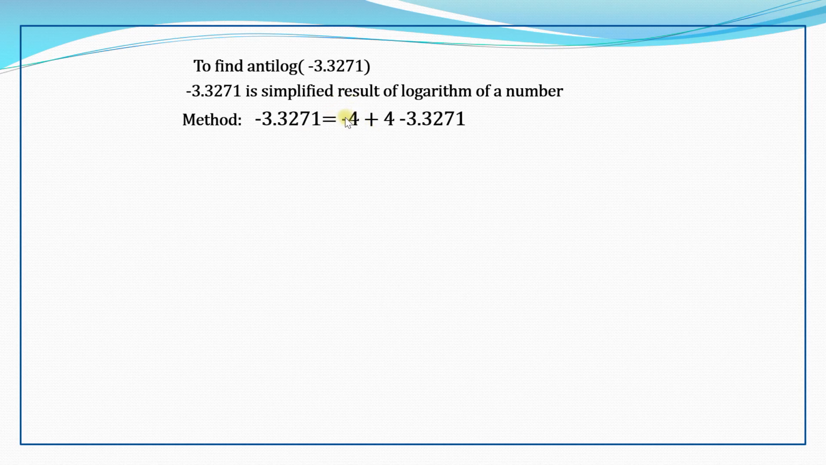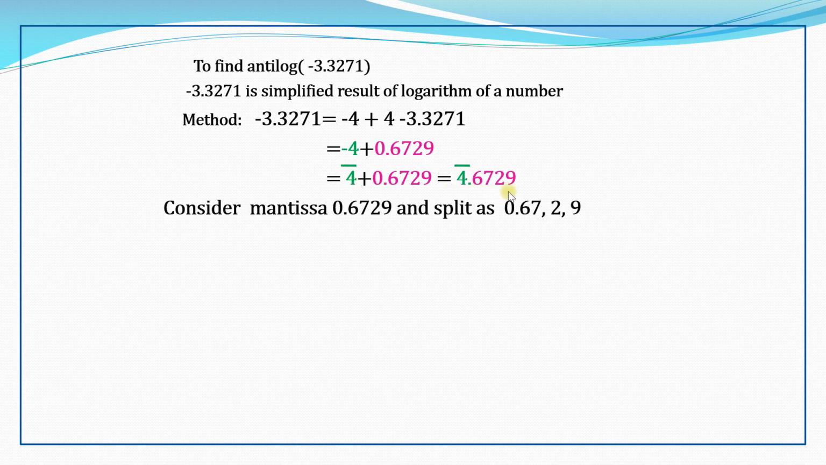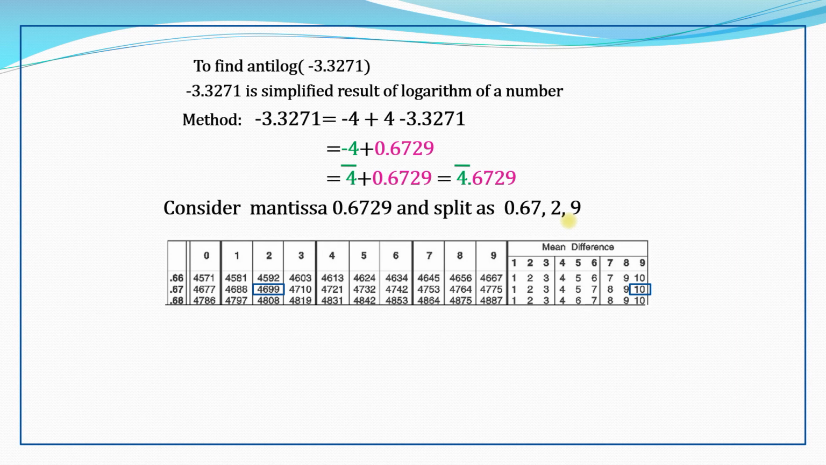So you are going to add and then subtract. So subtract means minus of minus 4, which will become plus 4. Now when you solve these two, what you'll get is 0.6729, and this you're going to write as bar 4 plus 0.6729, which is bar 4.6729. Now you're going to consider the mantissa part and split into 3 parts as I discussed earlier, and in the antilog table you are going to search for the row numbered 0.67 under the column headed by 2, which is 4699. Under the mean difference column headed by 9 is 10. So 4699 plus 10, which is 4709.